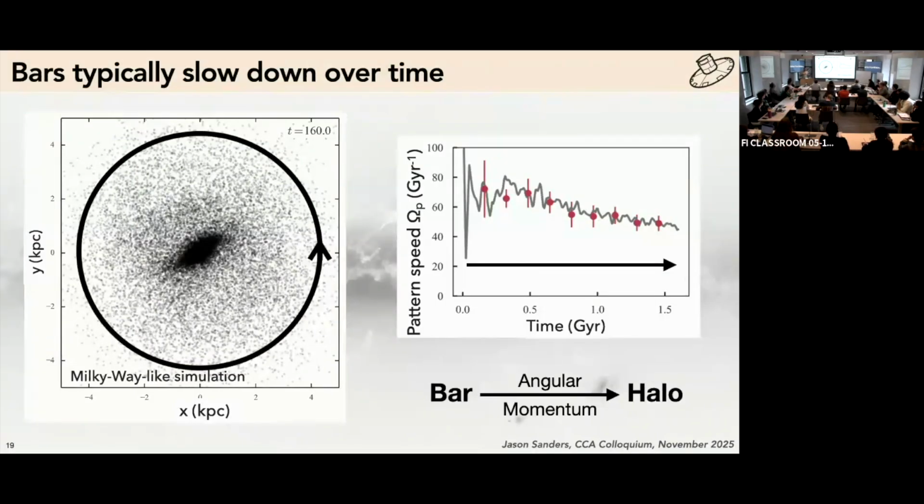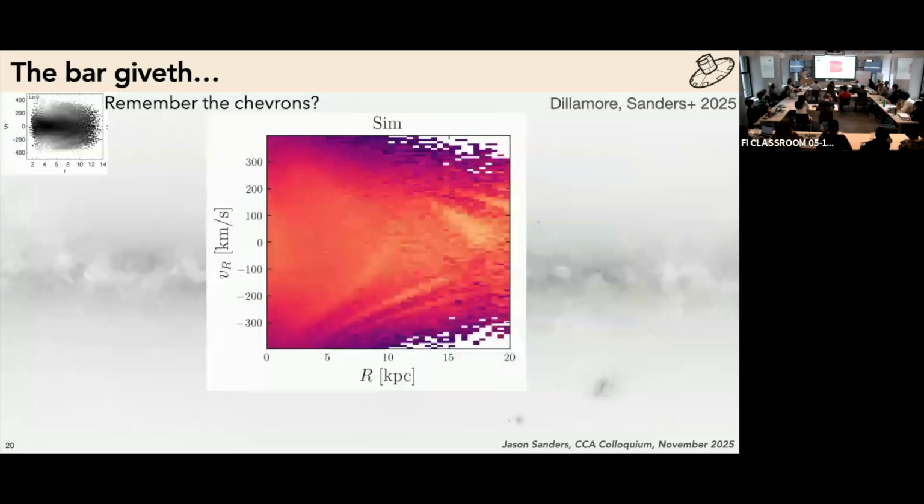Okay, and this is interesting because the resonances can capture stars, and then as the bar slows, the captured stars can be moved outwards, and then the bar can sort of continue capturing stars as it goes, and these resonances can get significantly populated. So now we can go back and think about these chevrons that I mentioned in the first part of the talk. So remember, these were these striations, I showed this plot, these striations in the radial velocity versus radial distance plot.